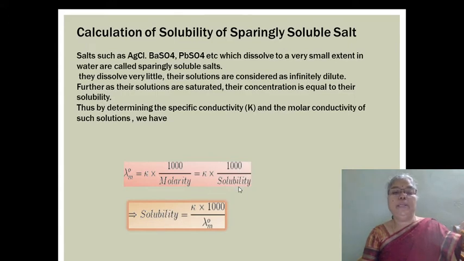Therefore, by using this equation, we can find the solubility, which is equal to specific conductance into 1000 divided by lambda 0 m, where lambda 0 m is the molar conductance at infinite dilution. Similarly, we can find the equivalent conductance at infinite dilution by putting lambda 0 here. Simply, lambda 0 m stands for molar conductance.